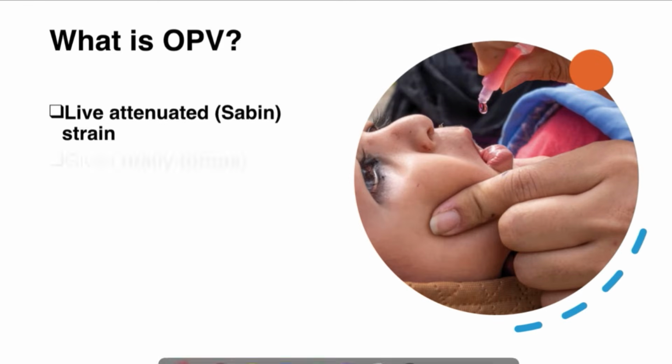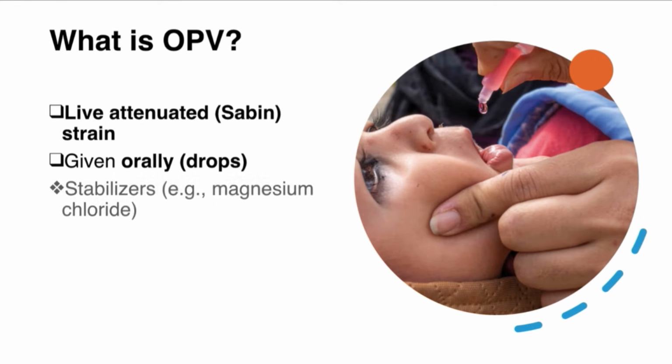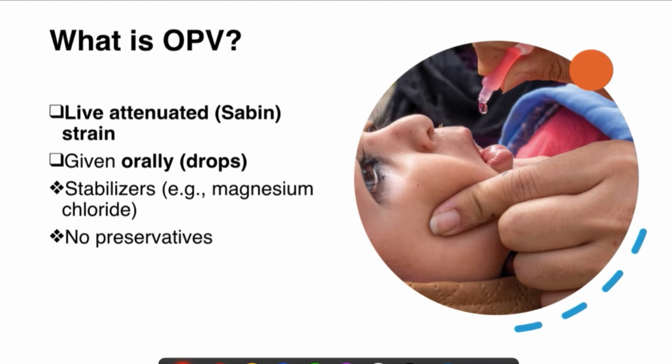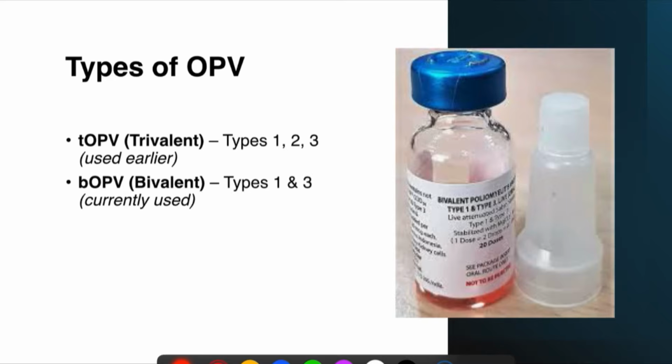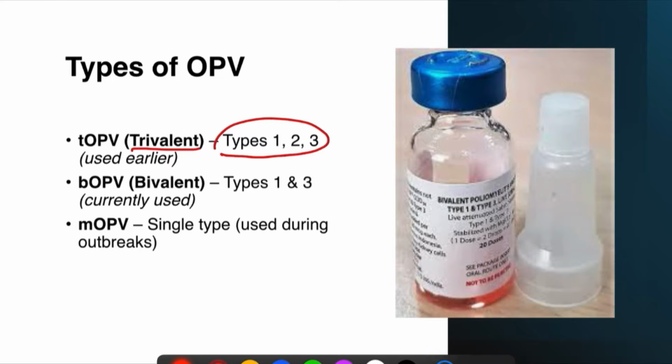Coming to OPV, OPV is a live attenuated Sabin strain which is given orally, and it is a highly heat sensitive vaccine stabilized by the presence of magnesium chloride. There are three types of polio vaccine: trivalent, bivalent and monovalent. Trivalent consists of all the three strains of OPV, bivalent consists of only type 1 and 3, and monovalent consists of only a single type. Trivalent OPV vaccine was used earlier. Now it is being replaced by bivalent OPV vaccine, which is currently used in the NIS schedule. Monovalent is used only during outbreaks.